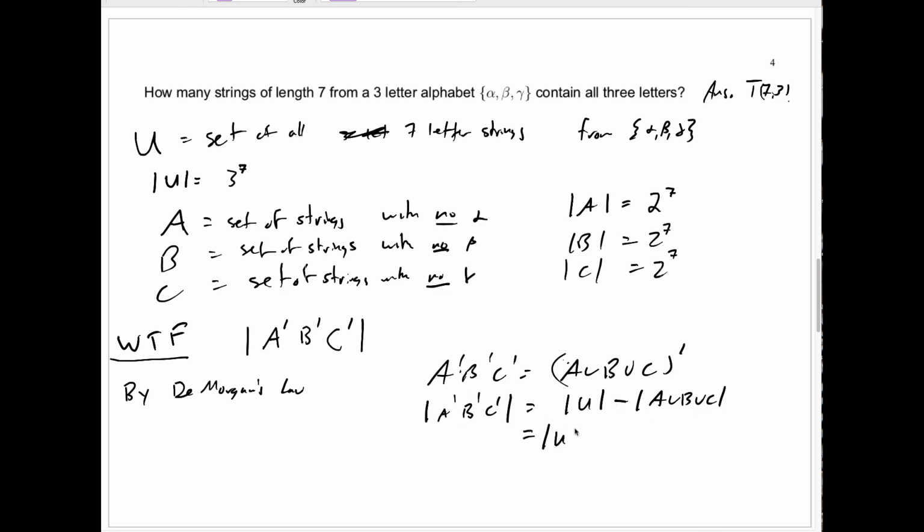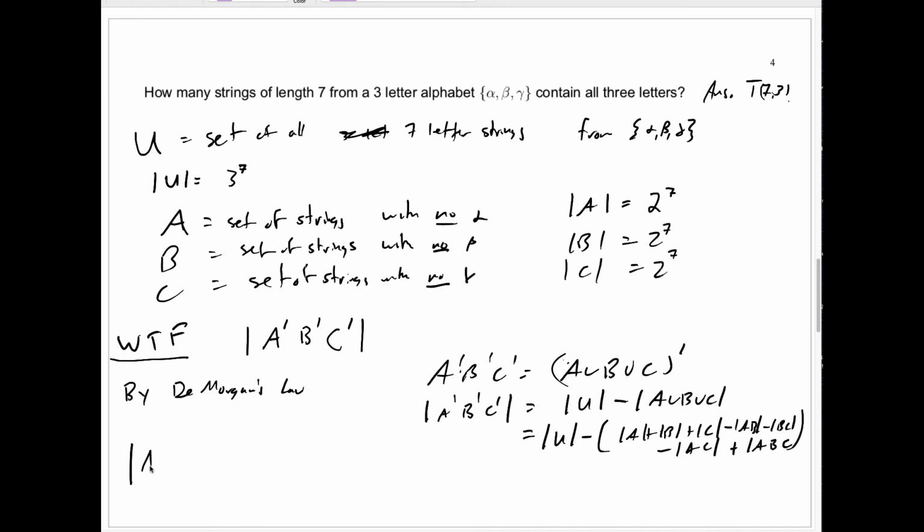That's the size of U minus, to get the size of the union, we have the size of A plus the size of B plus the size of C minus the size of AB minus the size of BC minus the size of AC. And then remember, we had to put back in the size of ABC. So all of that we're subtracting from the size of the universe. And now we can just fill in the numbers.